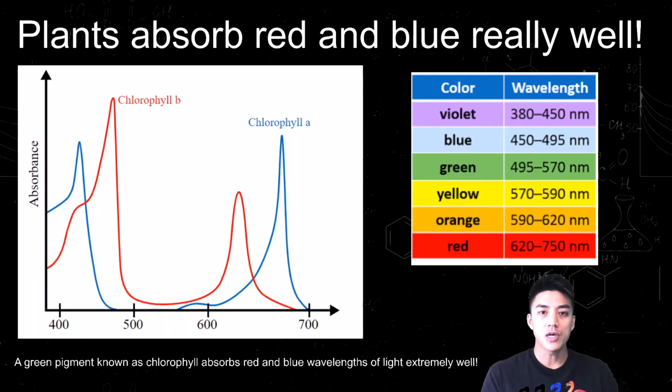Two types of green pigment, known as chlorophyll A and chlorophyll B, are found in the chloroplasts. These two pigments together absorb red and blue wavelengths of light extremely well. However, chlorophyll has a very difficult time absorbing green, which is why the graph plummets around 500 to 600 nanometers, which is the wavelength of green light.